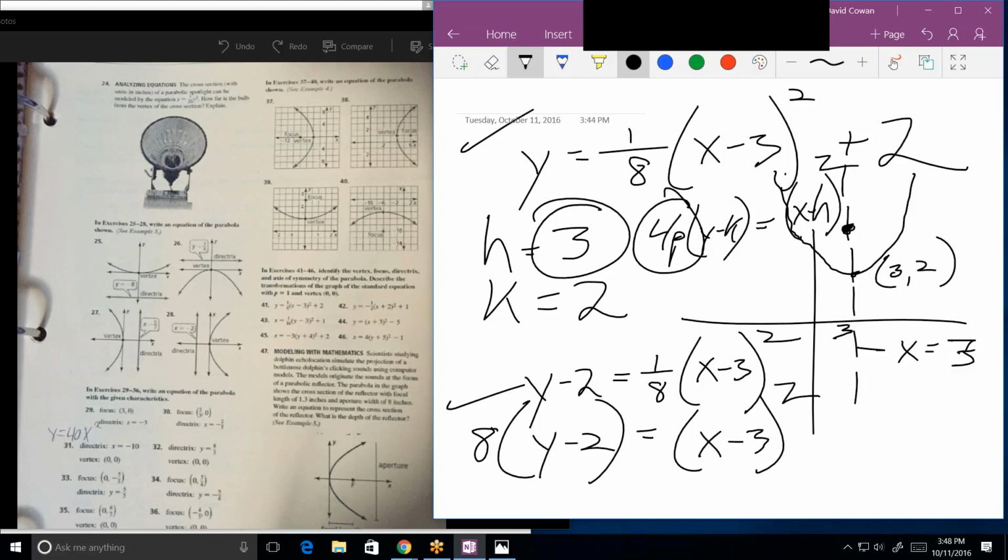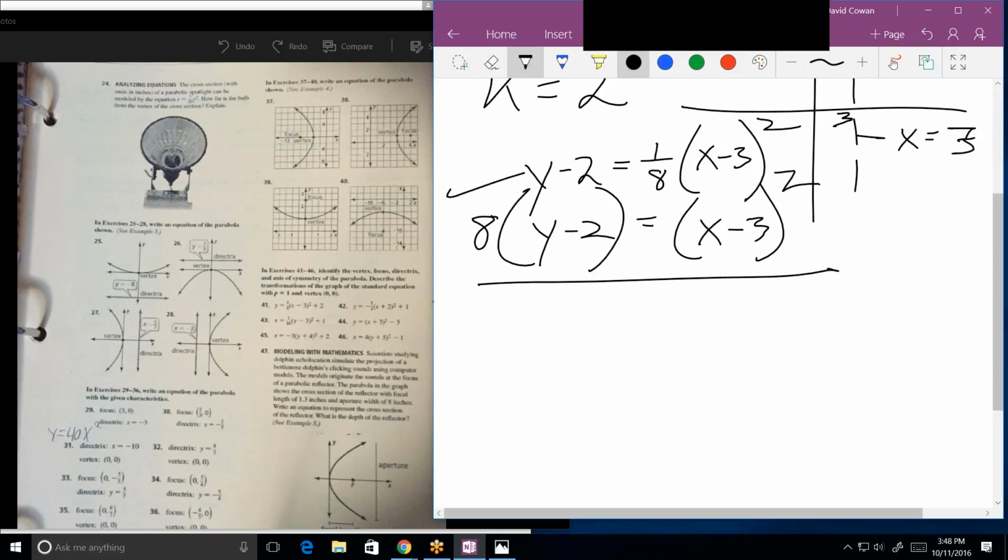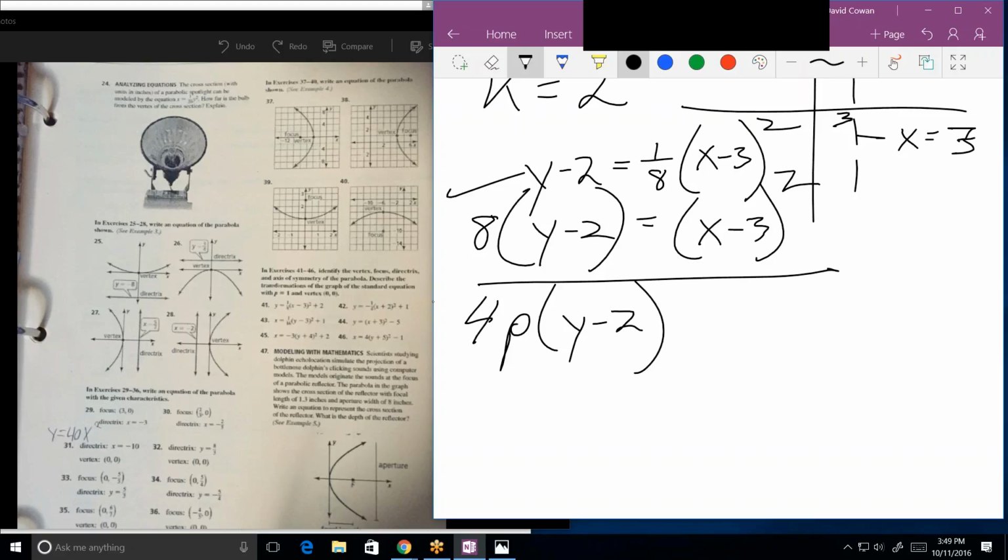So what's 4P equal to? Can you repeat that? Yeah. I've got this equation into the 4P format. Let me write the 4P format. The 4P format is 4P times the variable that is not being squared equals the variable that is being squared, like that. Okay, here's our equation that we've come up with.